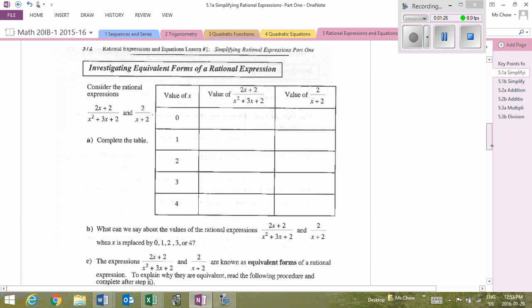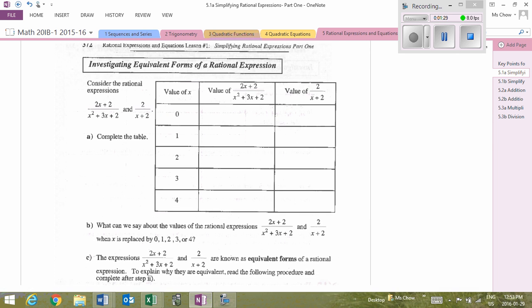So take a look at page 372, and this is a quick investigation on equivalent forms. If you think about equivalent fractions, this is essentially the same thing. What we're looking at are two different rational expressions, (2x + 2)/(x² + 3x + 2) and 2/(x + 2). They're asking you here to substitute 0 in for x in both of them, and then 1 and 2. Let's just look at a couple. We don't need to do all of them.